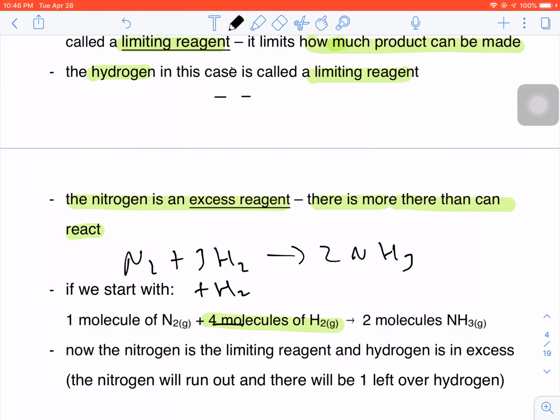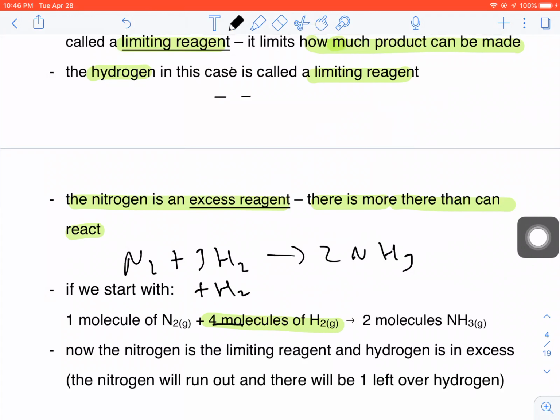The 2 nitrogens that are here will react with the 3 H2s to make my 2 NH3s. All the atoms are accounted for, and the extra H2 that I added to the system had nothing to react with. So at the end of the reaction, it's going to be left sitting there unreacted. It was excess. It was more than I needed. The one that ran out, in this case, was the nitrogen. All the 2 nitrogen atoms disappeared, and what was left over were some extra H2s.